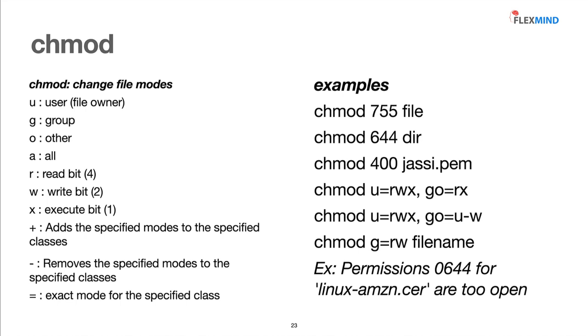So when you see permission 0644 for this, it means it is too open. You will see this when you type the ssh command and give that PEM file, or this kind of private file, to log into a remote server. You will see this error: permissions 0644 for this particular file are too open. You have to change it to 400.